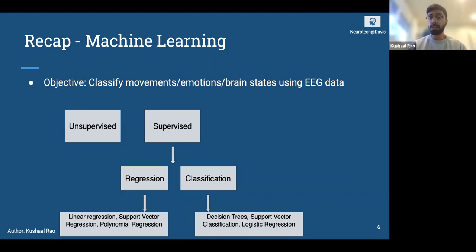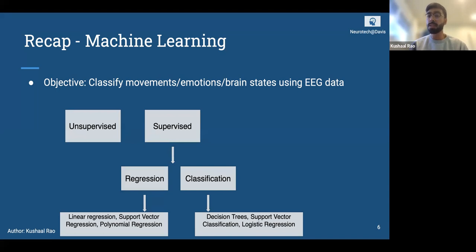Within supervised learning, there are two kinds of categories. One is regression and one is classification. You can think of regression as covering or predicting a continuous variable, and classification would be a categorical variable. So regression could be the age of a person, right? It's on a continuous number line, and you could predict 31, you could predict 32, you could predict 55. And so it's a continuous variable.